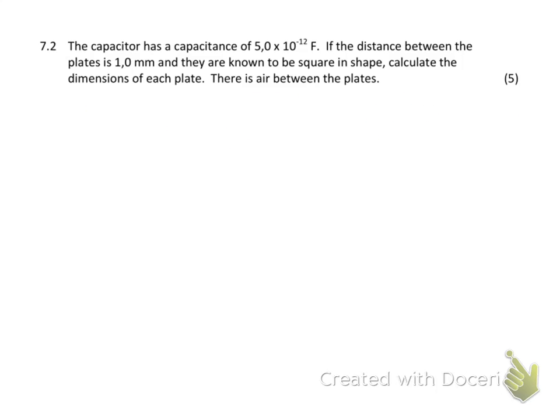Right, 7.2 is a calculation. Capacitance is given, 5 times 10 to the minus 12 farads. Distance between the plates is 1 millimeter. Again, be careful of units. SI units need to be meters, so we're going to need to do a conversion. We're told that it's square in shape, and the question asks us to calculate the dimensions of each plate. We're also told that there's air between the plates.